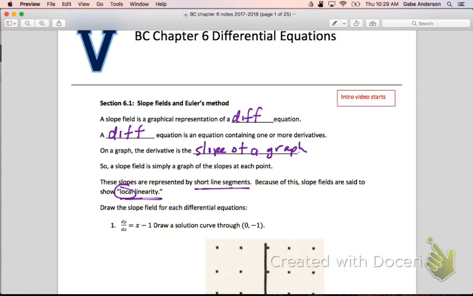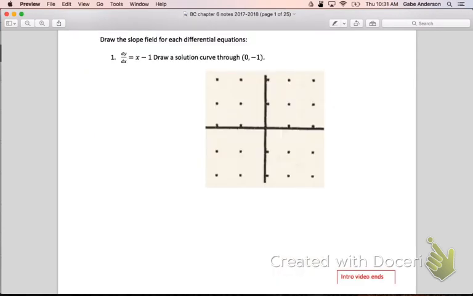So let's take a look at example number 1. In example number 1, we are given a differential equation, dy dx is equal to x minus 1, and we're asked to draw a slope field for that. Once we're done with that, we'll draw the solution curve as well. Starting off, one of the best ways to do this is to make a little table. Your input will be x. The reason the input is x is because the slope only depends on x. And then your output will not be y, it'll be dy dx.